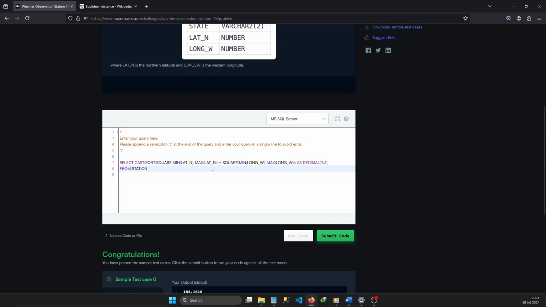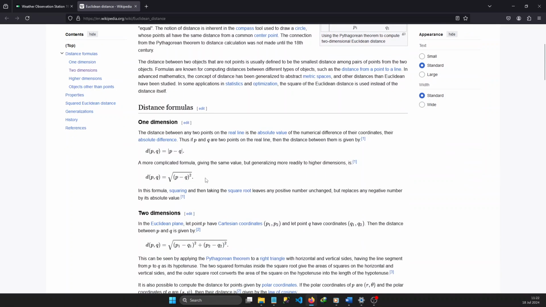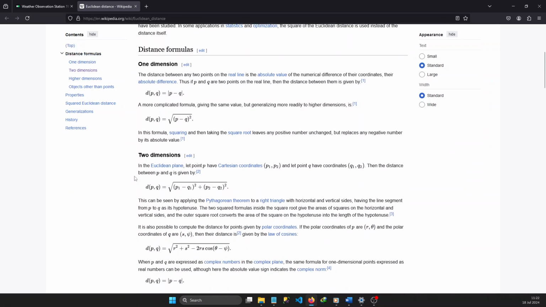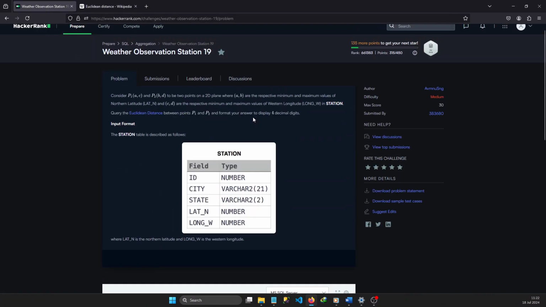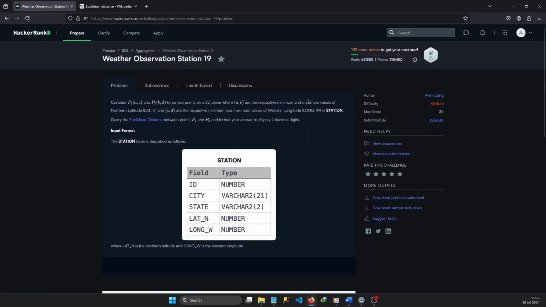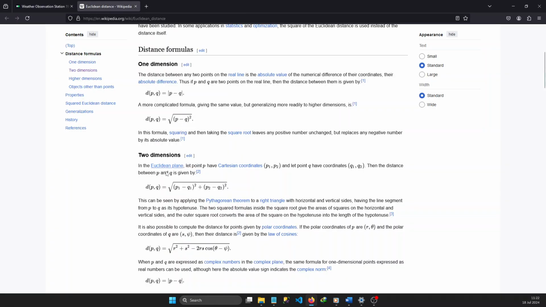So maybe I didn't explain before why you are squaring, and why you are having the minimum and maximum of latitude and longitude. So the distance formula for a 2D dimension. 2D dimension means 2D plane. The equation for that is as follows.